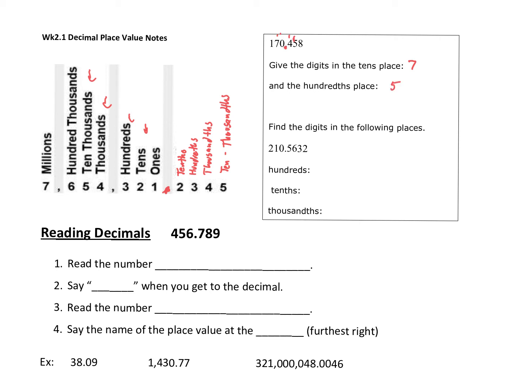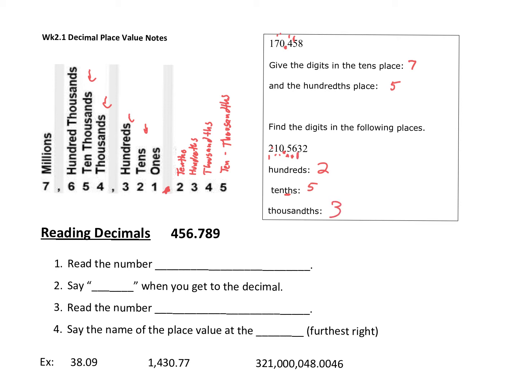Okay, let's do that again. Find the digits in the following place value. We have the number 210 and 5,632 ten thousandths. So the number in the hundredths, find the decimal. Ones, tens, hundredths, the 2. Next, we want to find the tenths with the th. It's the 5. Remember, there is no onths place. It just starts tenths. Okay, then we go to the thousandths. Tenths, hundredths, thousandths. It's the 3.